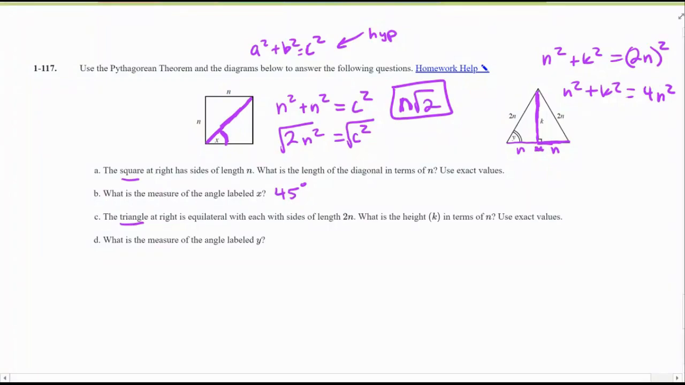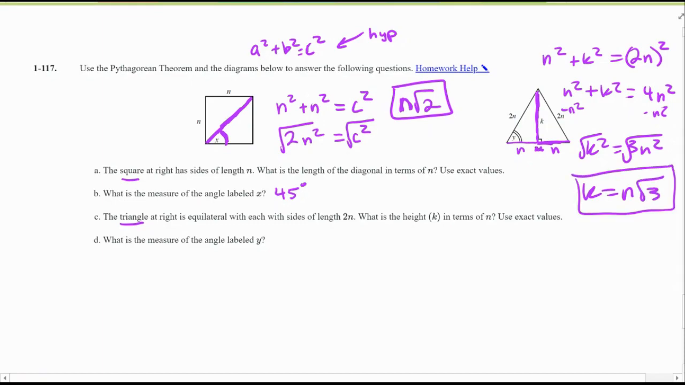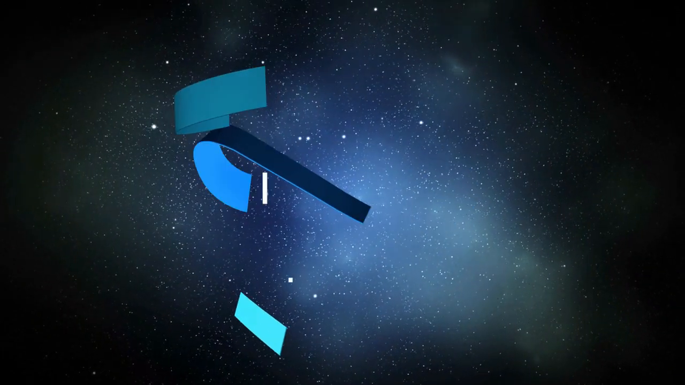And now I'm going to go ahead and subtract n squared because I'm solving for k. K squared equals 3n squared. Square root both sides. K equals, n can get pulled out, and I'm left with square root of 3. And then lastly, it's saying, hey, what is this angle y here? And since there's 180 degrees in a triangle, and all these angles and sides are the same, then I know y is going to be equal to 60 degrees.